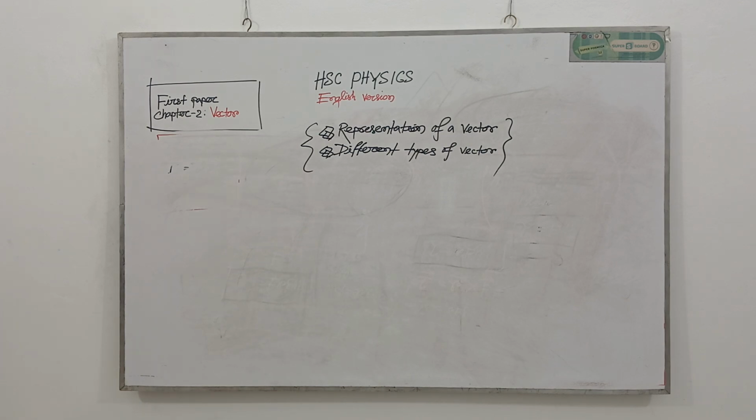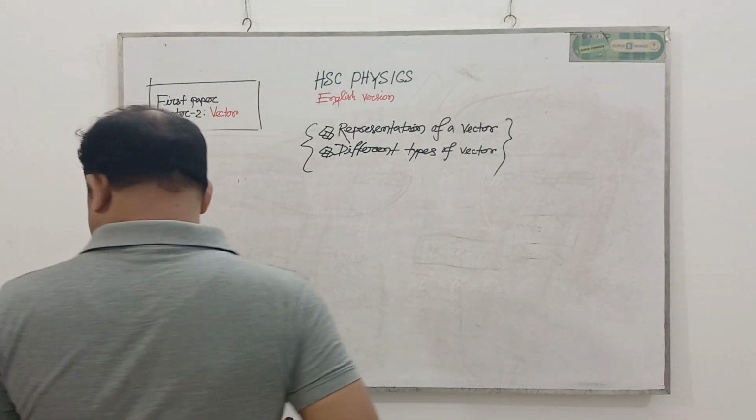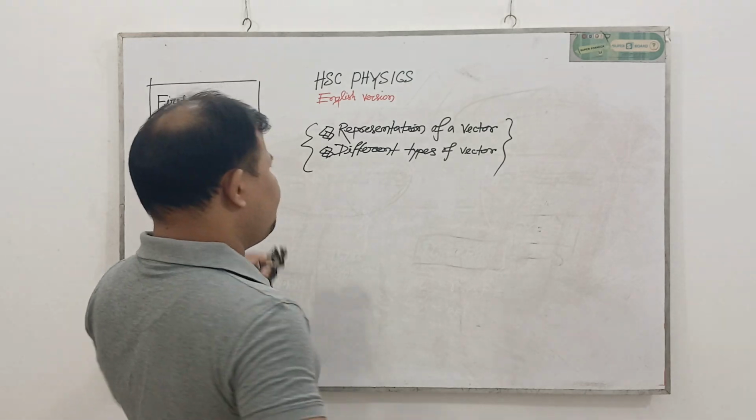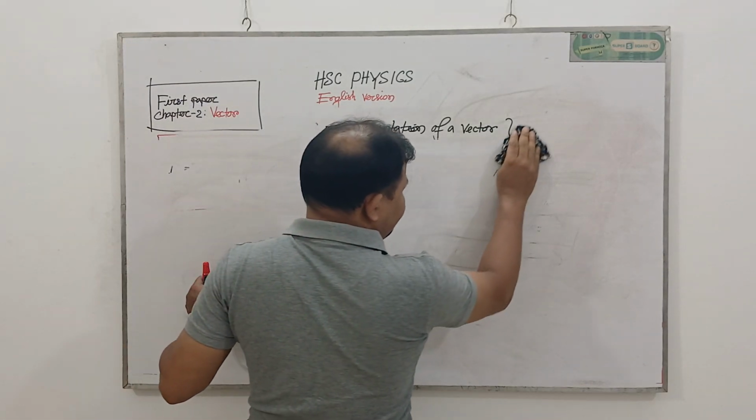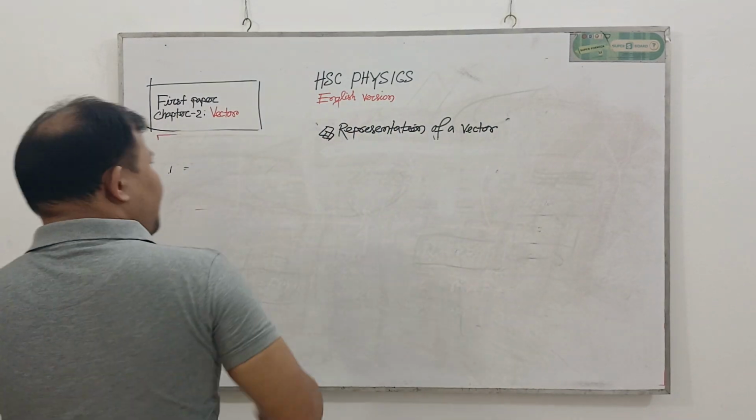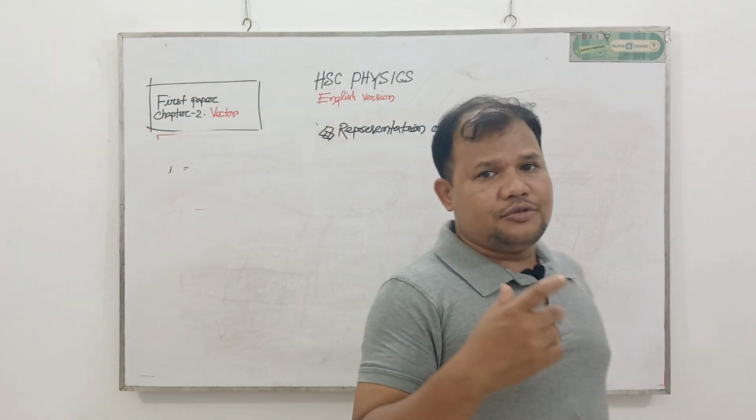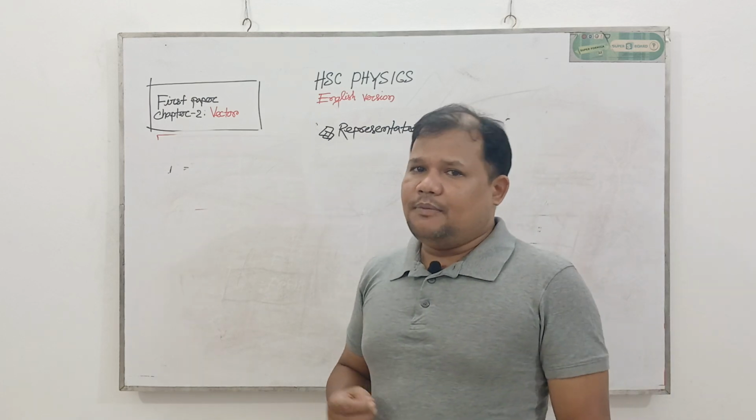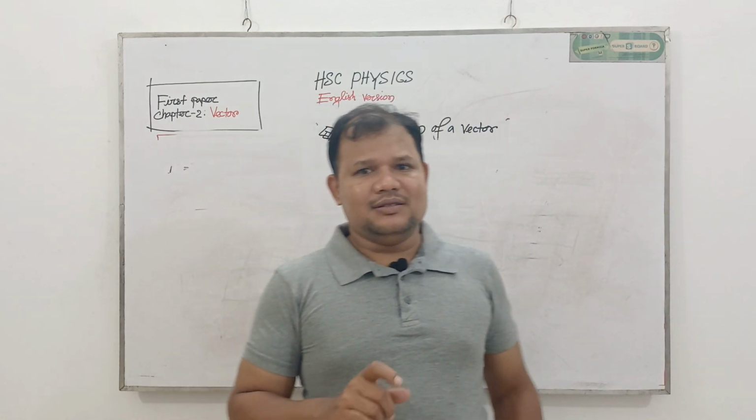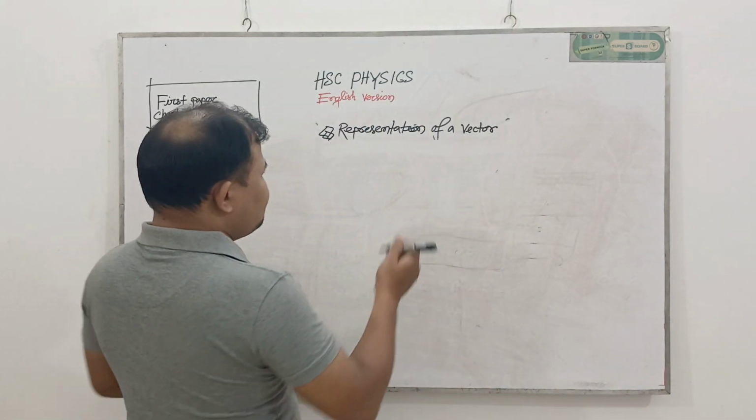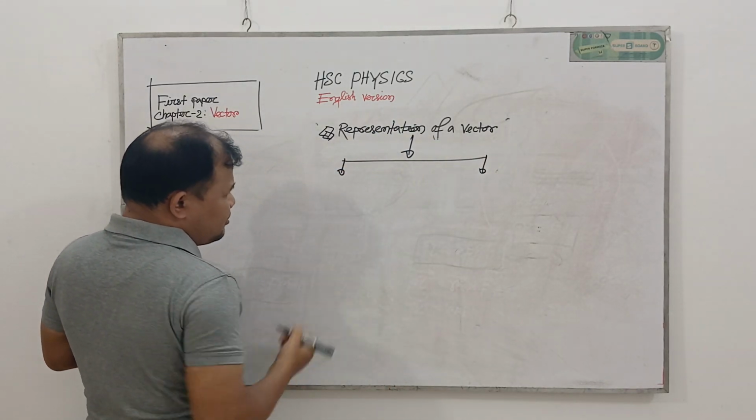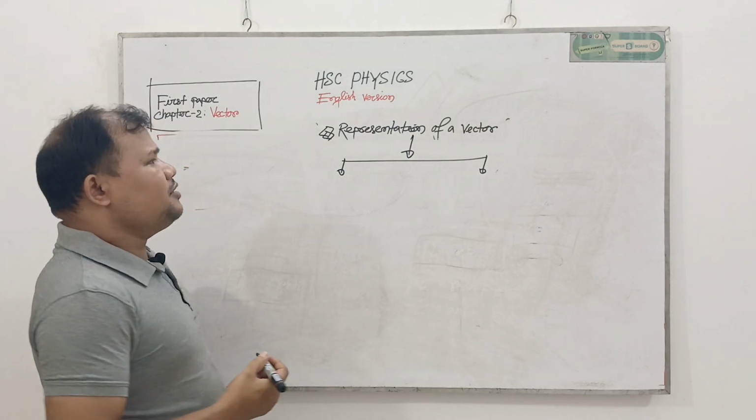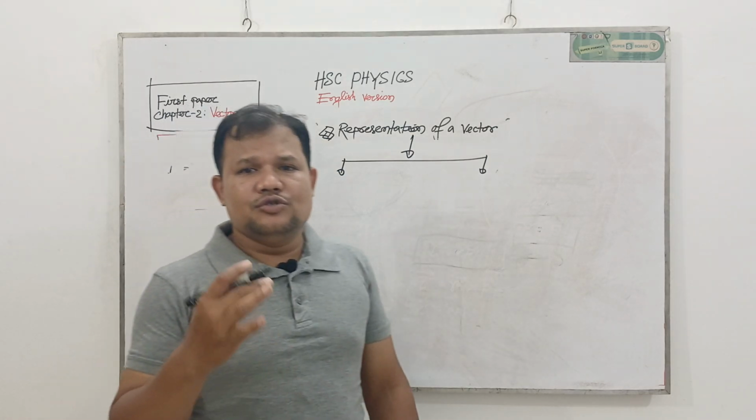My dear students, I think that all of you clearly understand. At first we learn representation of vector, then we learn different types of vector. We have two options to represent a vector: by applying symbol and by applying diagram. So I am trying to write these two types of options. In case of representation of vector, we have two options.